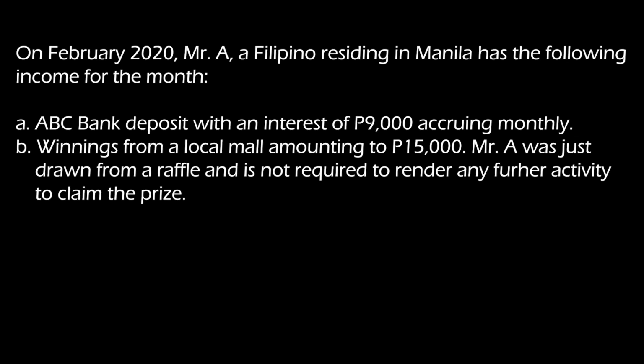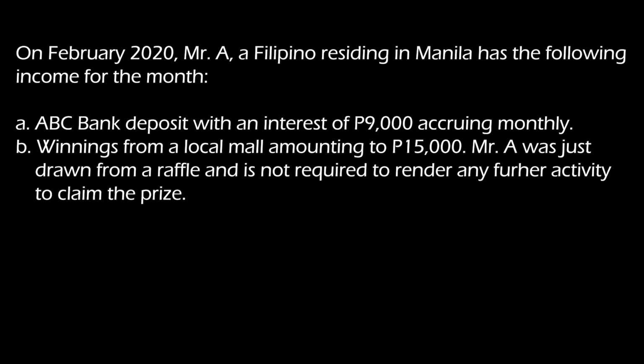Let's use this problem to demonstrate how to compute final taxes. As you can see, the taxpayer has two sources of income. He has a bank deposit account with an interest of 9,000 accruing monthly. And the second one, winnings from a local mall amounting to 15,000. Take note, the taxpayer was just drawn from a raffle and is not required to render any activity to win the prize.